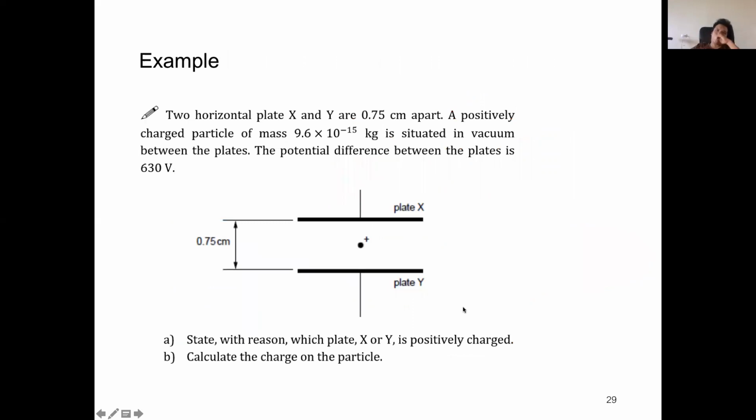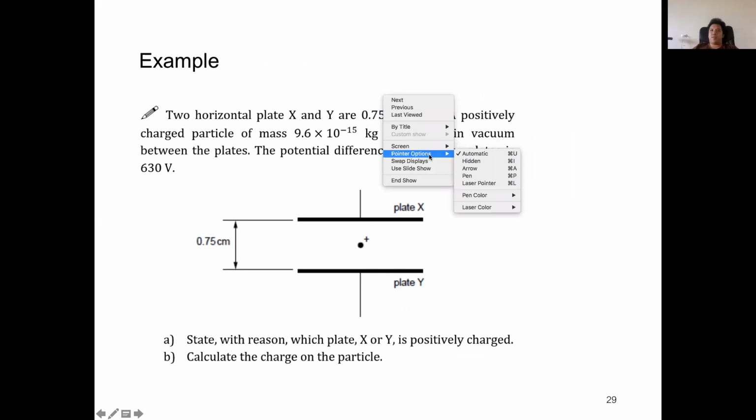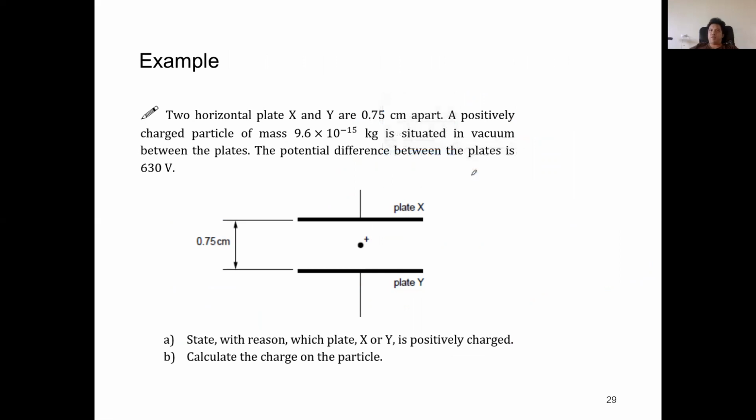Okay, so let's see another example. Two horizontal plates of X and Y are 0.75 centimeter apart. Okay, so let's try to read and interpret the example together. So we have the parallel plate. Okay, so when there is a parallel plate, there should be the separation distance d, and we found that 0.75 apart is the separation distance d.